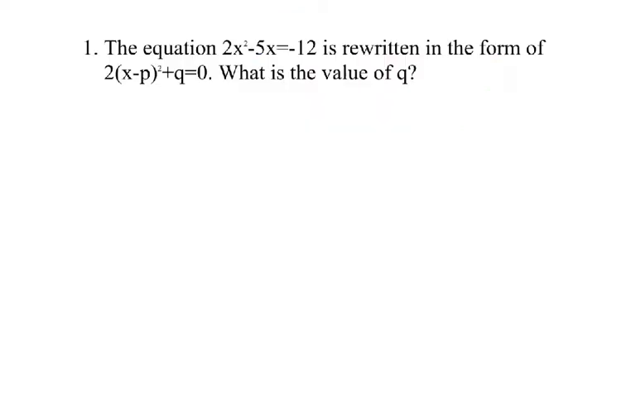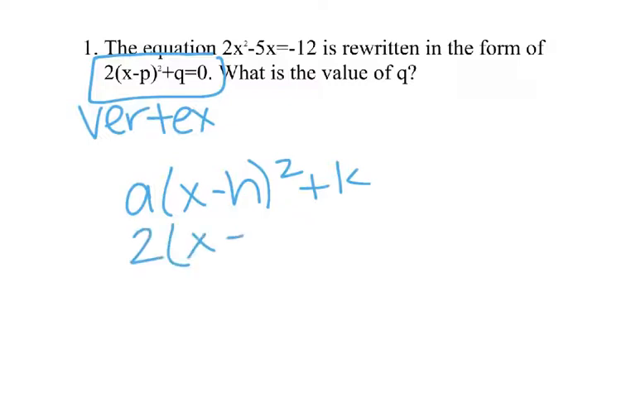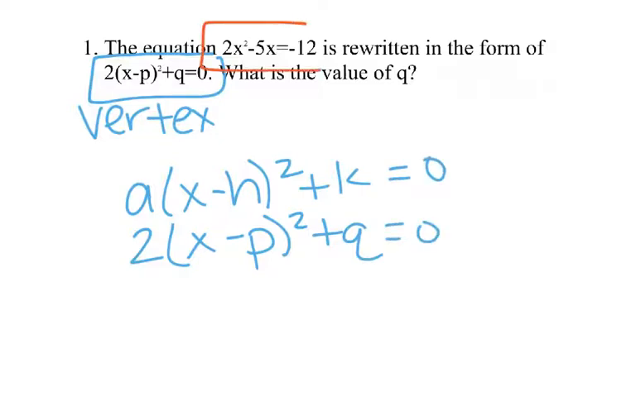So, number 1, the equation 2x squared minus 5x equals negative 12 is rewritten in the form of blah blah blah. What is the value of q? So if you'll notice, this is exactly the vertex form that we talked about in class, except it just uses some different letters. So in class it looked like this, but it's the same thing. They're just using 2x minus p squared plus q. And notice that this equals 0, but in our function it equals negative 12.